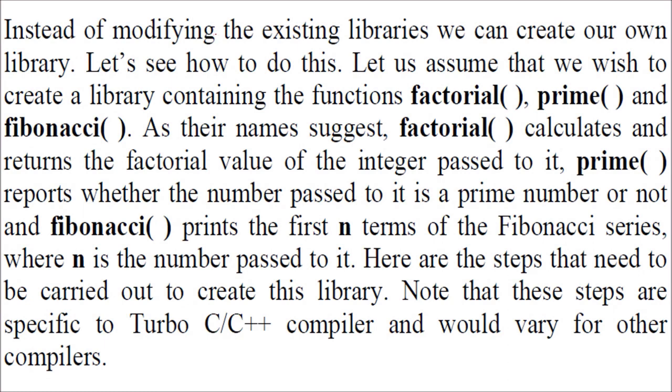Now instead of modifying the existing library, the better way is to create your own library. Just assume that you have made functions like factorial, prime and Fibonacci, and the names suggest that factorial calculates the factorial value, prime checks a prime number, and Fibonacci gives the first n terms of the Fibonacci series whenever n is passed. So how do you create your own library? First we saw how to put your functions inside the math.lib which is already given to you. Now you want to make your own library. So how are we going to go about that?